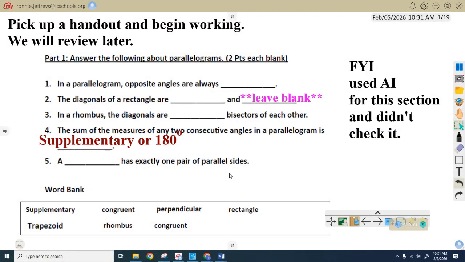Alright, good morning, geometry guys. It's our last day review for our test tomorrow. Don't forget, those who are being disruptive during this review lose their orange sheet privileges. Alright, so now as it states right here, use AI for this section and didn't check it.